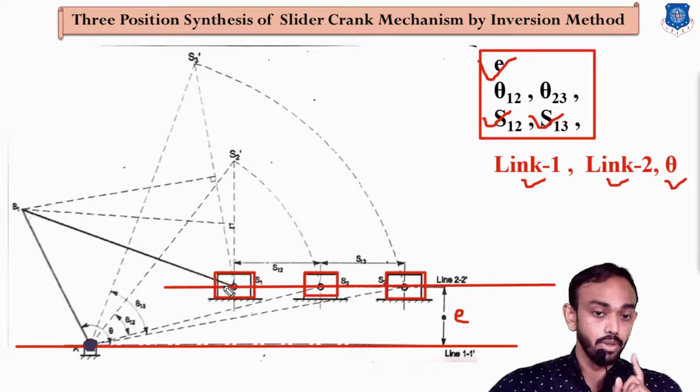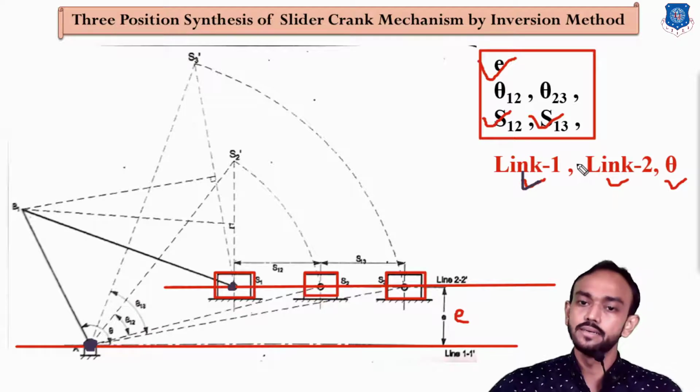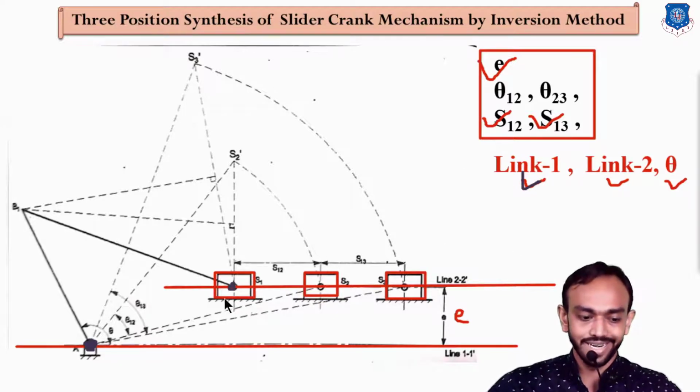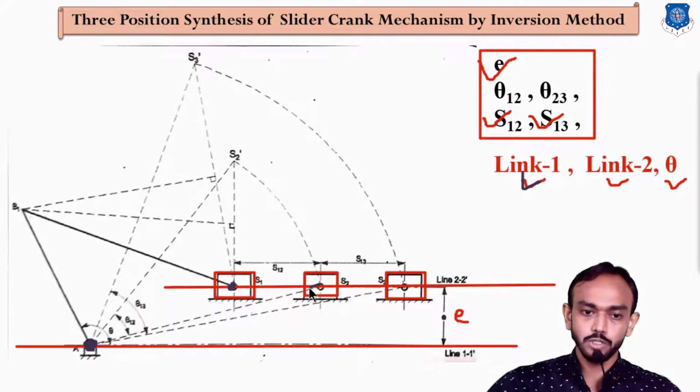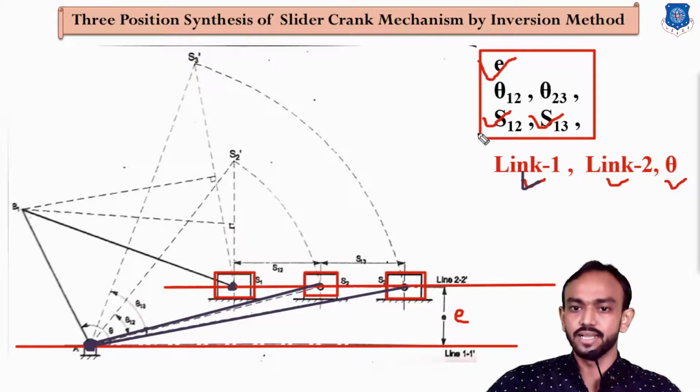In this case, remember that you have to put the first point and second point randomly, and you will get the link number 1 and 2 after using this method. So after that, what do we have to do? First of all, connect S2, the second position, to initial, and third position to initial, and we have these angles theta 12 and theta 13. 13 means from initial to 3.